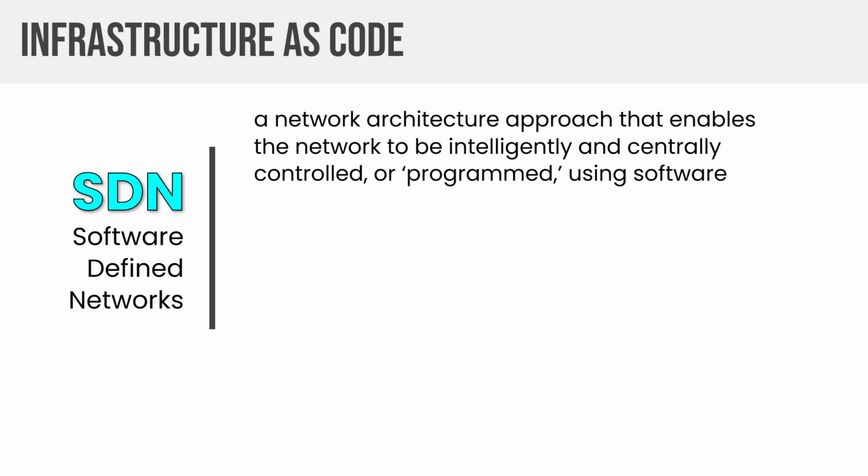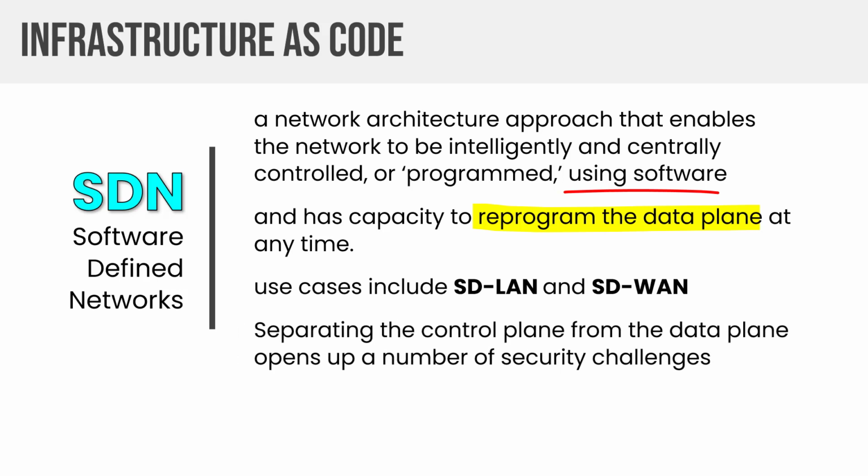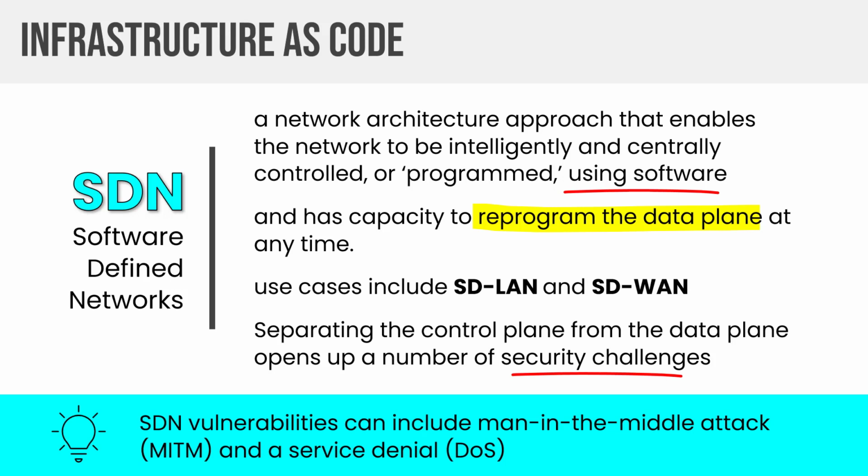Software-defined network. So SDN is a network architecture approach that enables the network to be intelligently and centrally controlled or programmed using software, and has capacity to reprogram the data plane at any time. Use cases for this include SD-LAN and SD-WAN, so software-defined local area and wide area network. But it's basically separating the control plane from the data plane, and it opens up a number of security challenges. So SDN vulnerabilities can include man-in-the-middle attack and denial of service, and you'll secure software-defined networks with TLS, generally speaking.